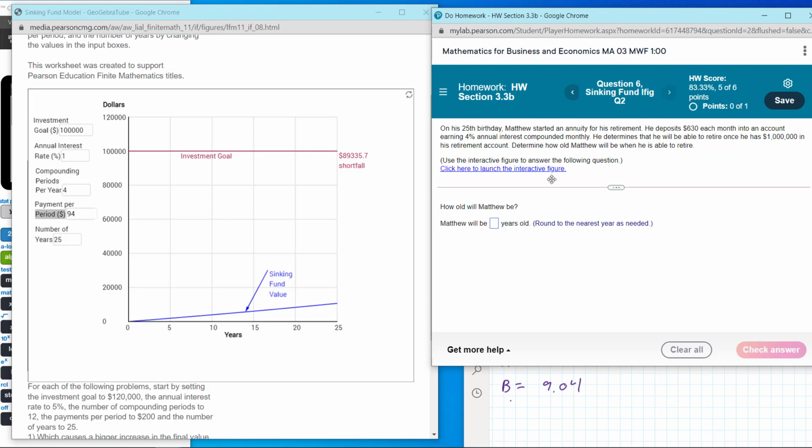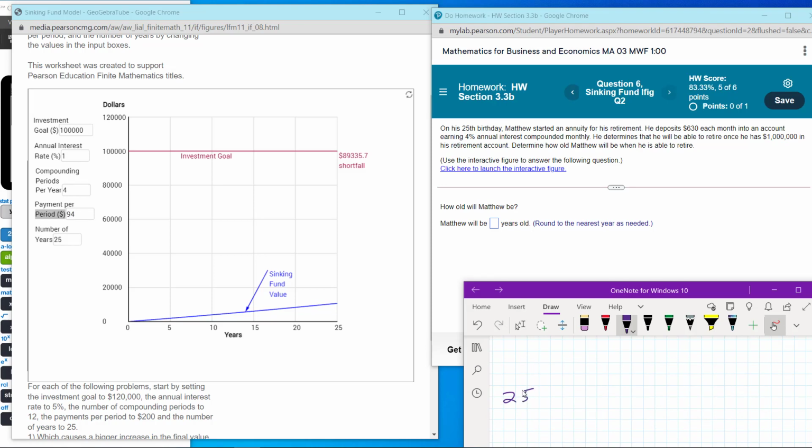Okay, now, on his 26th birthday, Matthew started an annuity for his retirement. He deposits $630 each month into an account, earning 4% annual interest compounding monthly. He determines that he will be able to retire once he has $1 million in his retirement account. Determine how old Matthew will be when he retires. Well, notice that Matthew is starting all this stuff when he is 25. So his starting age is 25. Let's put 25 down here in our notes.